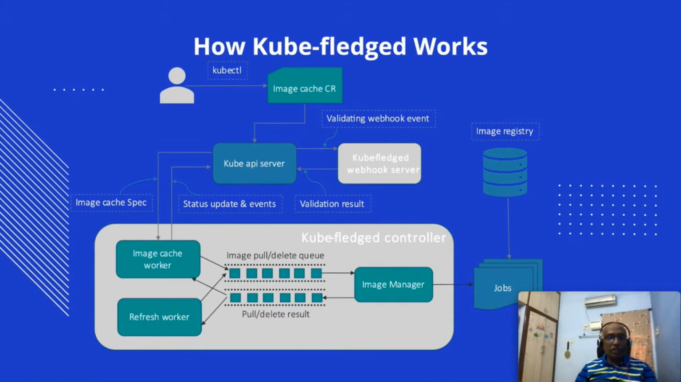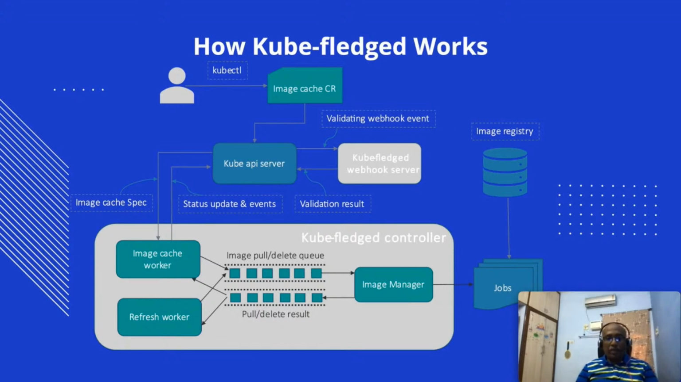So the image cache worker will actually respond to new image cache CRs or modifications to those image cache CRs, and then it will parse the manifest and build image pull or delete requests, and it places those requests in a specific queue, and these requests are in turn watched by the image manager. The image manager will be polling the queue.